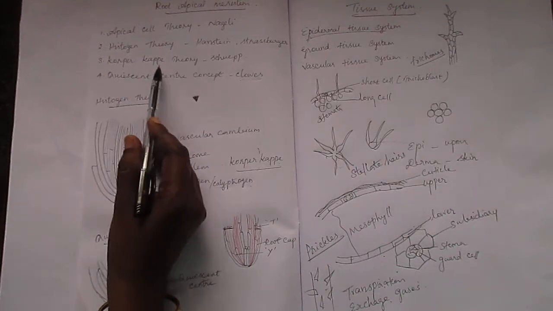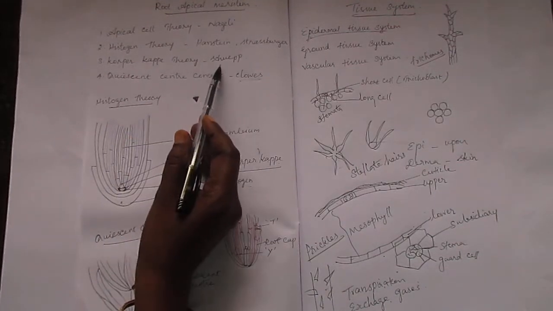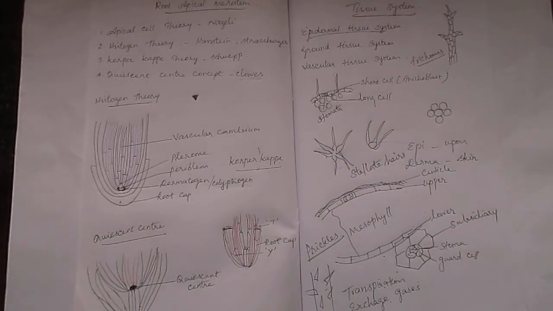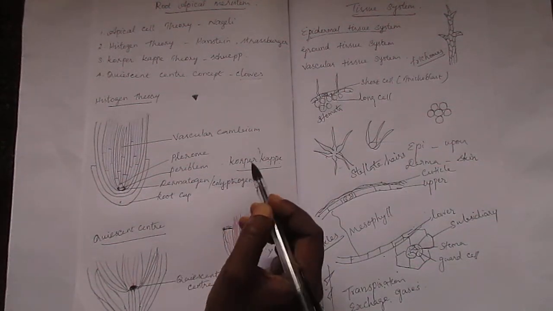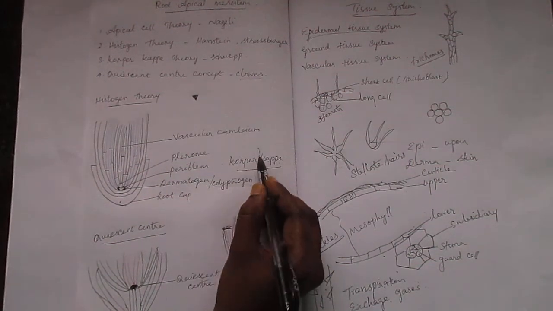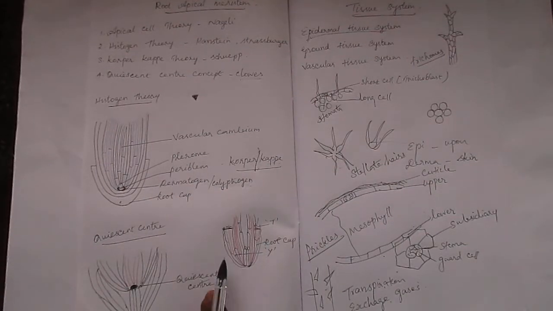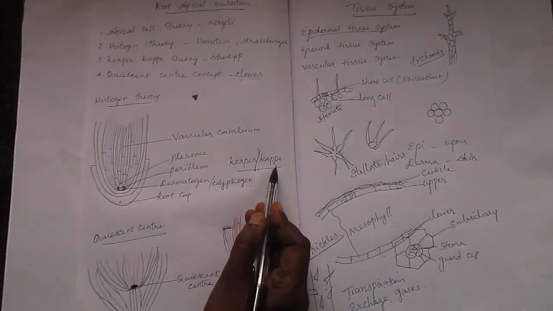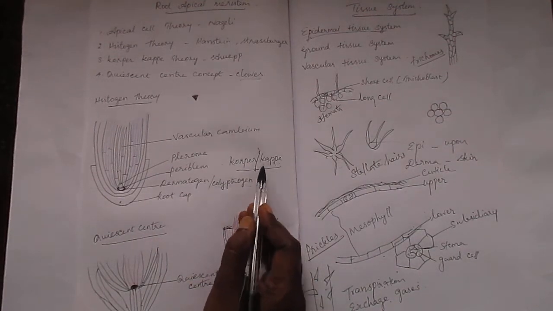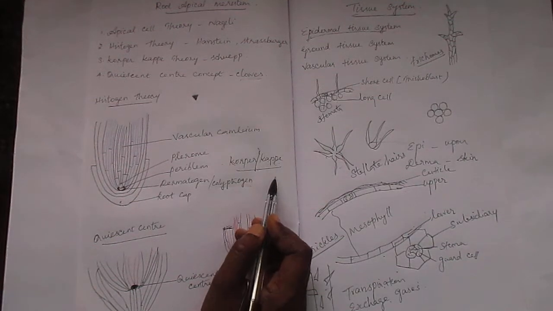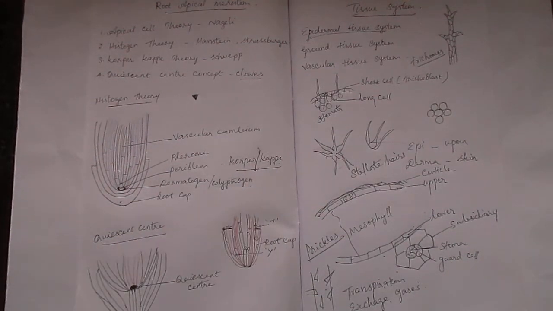Next theory, Carper-Cape theory, proposed by Schultz. This Carper-Cape theory has 2 zones. As the name indicates, there are 2 regions, Carper and Cape. Look at this picture, Carper-Cape theory. The Carper zone forms the body and the Cape zone forms the cap. Cape produces the cap, Carper produces the body.